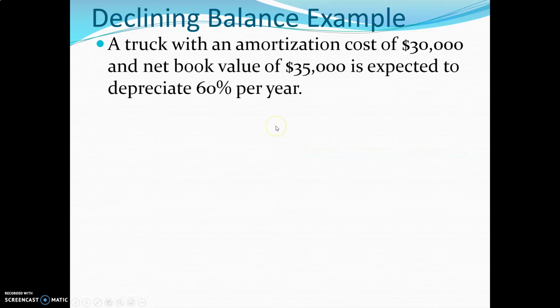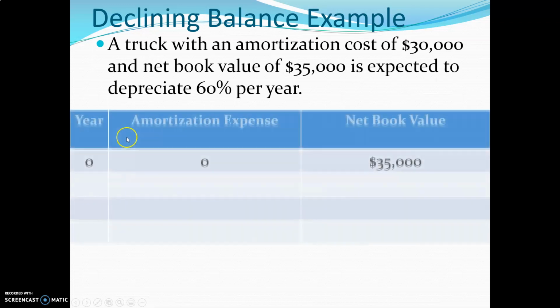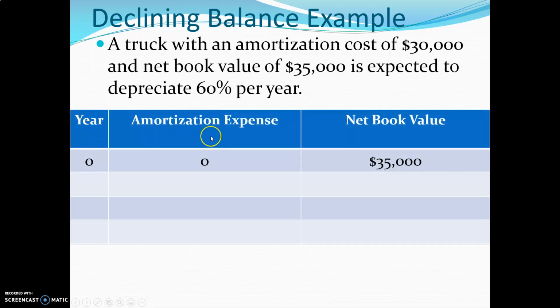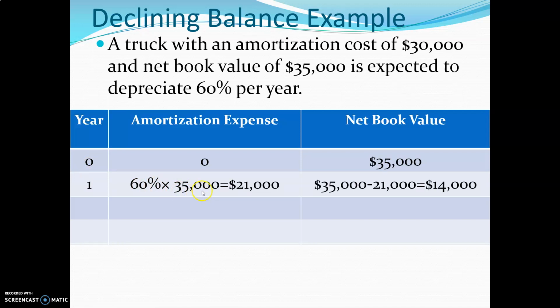Generally speaking, the best way to do these problems is to create a chart. On that chart, we're going to have the year, the amortization expense, and the net book value. So how does this look? After 1 year, well, what's the amortization expense going to be? 60% times 35,000. Now we're doing this 35,000 because this is what we call the net book value. And the only reason why we have this $30,000 in the question is because we need to make sure that it does not drop below $5,000 of the residual value at the end. So here's our net book value after that first year is $14,000.